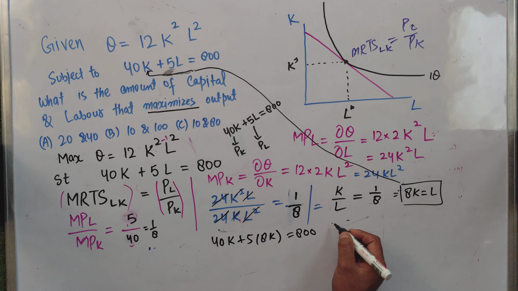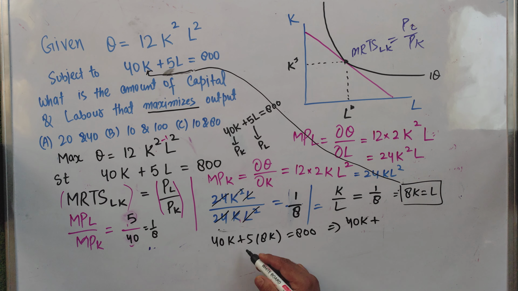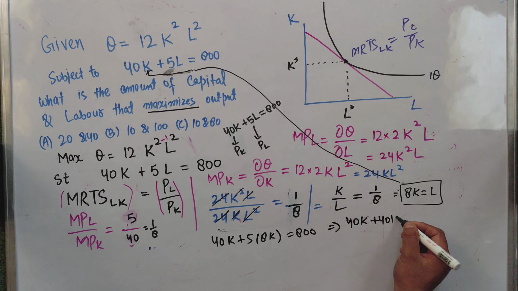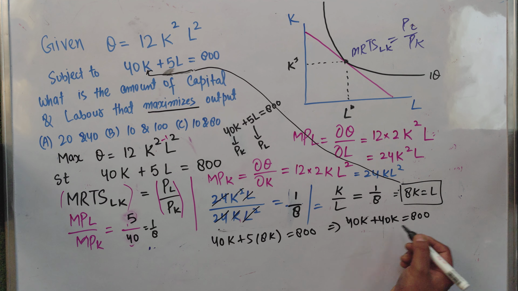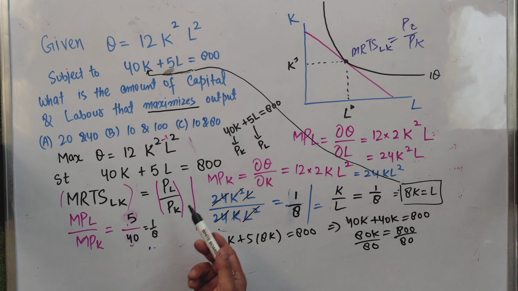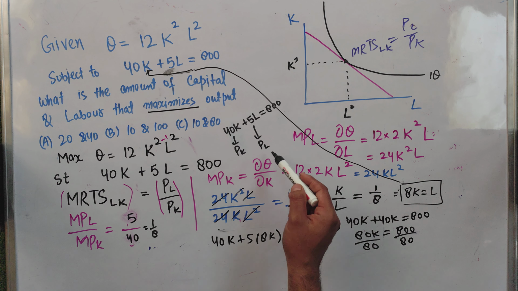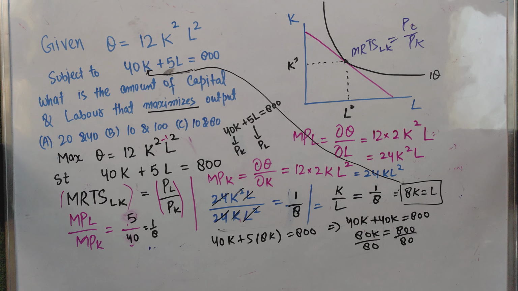Okay, so this becomes 40k plus 8 5s are 40 again. 40k plus 40k is equal to 800. So this is 80k is equal to 800, dividing both sides by 80. So now we can get the correct answer, because the problem was I miscalculated here, because price of labor was 5 but price of capital was 40. Here 0 0 gets cancelled, 8 1s are 8, 10s are 10. So units of capital to be employed will be equal to 10.